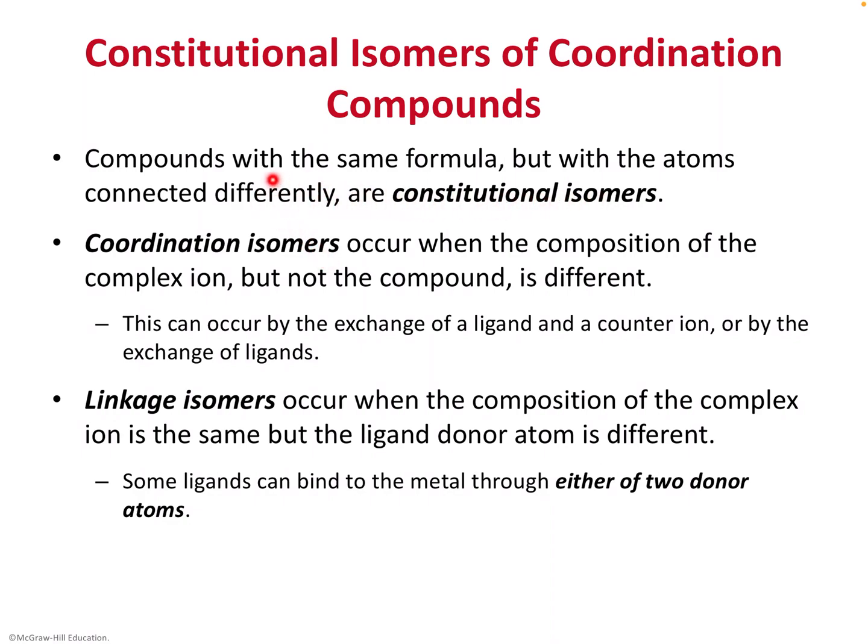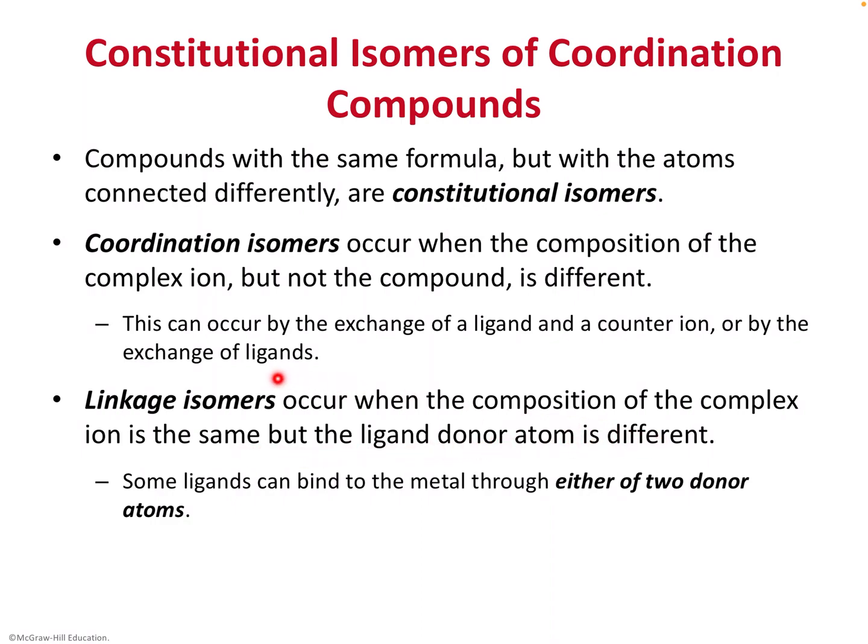Constitutional isomers are compounds with the same formula but with the atoms connected differently. In coordination isomers, the composition of the complex ion, but not the compound, is different. This can occur by the exchange of a ligand and a counter ion or by the exchange of ligands. And there is another type called linkage isomers, which occurs when the composition of the complex ion is the same but the ligand donor atom is different.